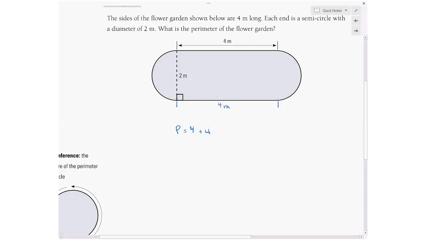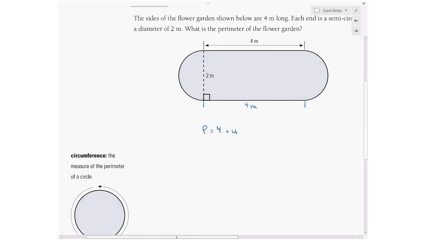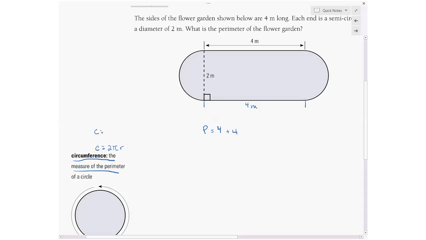So for this, we're actually going to use the formula for the circumference of a circle. Circumference, we can see our little definition right here. This is just the measure of the perimeter of a circle. And the formula for the circumference, the circumference is equal to 2 times pi times the radius, or you can say the circumference is equal to pi times the diameter.